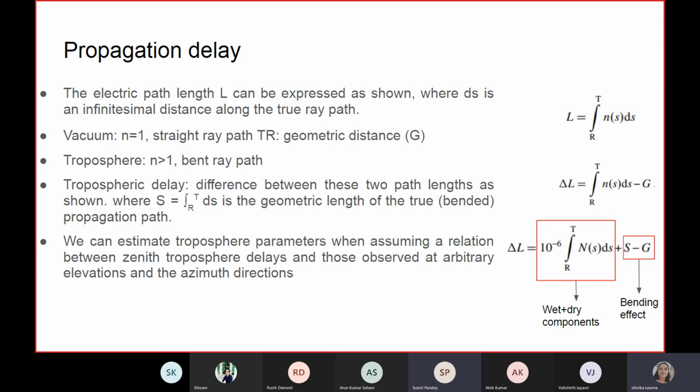So, yeah. L part one that you were saying, that electric path length. Please, can you elaborate a little bit?